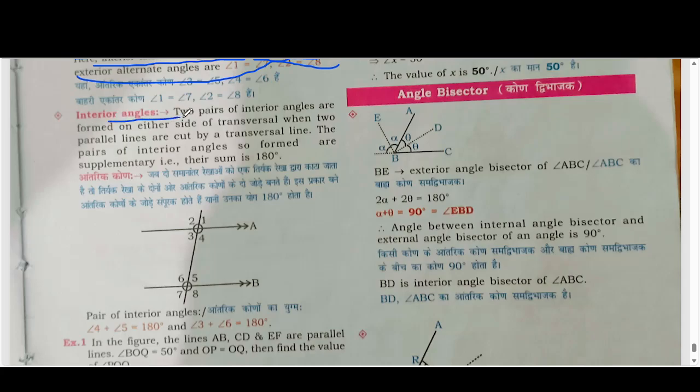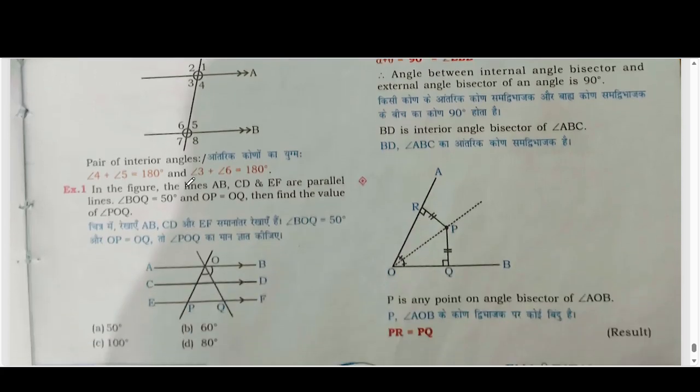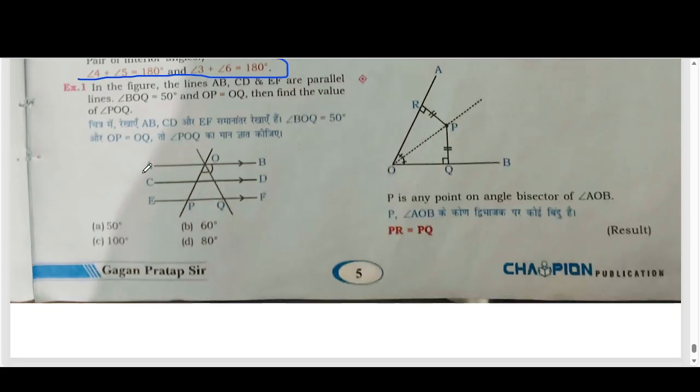Interior angles: two pairs of interior angles are formed on either side of the transversal line when two parallel lines are cut by the transversal line. The pair of interior angles so formed are supplementary. Their sum is 180. Pair of interior angles: angle 4 plus angle 6 is 180, angle 3 plus angle 5 is 180. In the figure, the lines AB and CD are parallel, and AB is 50, then find the value.